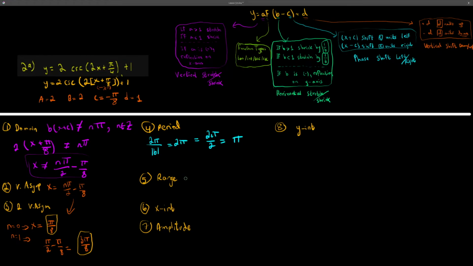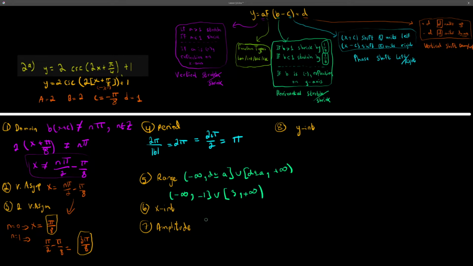Now, for the range, we already know the formula for it. It's the same thing. It's going to be negative infinity to d plus or minus a, brackets, union, d plus or minus a into positive infinity. So knowing this, the answer is going to be negative infinity to minus 1, union 3 to infinity.